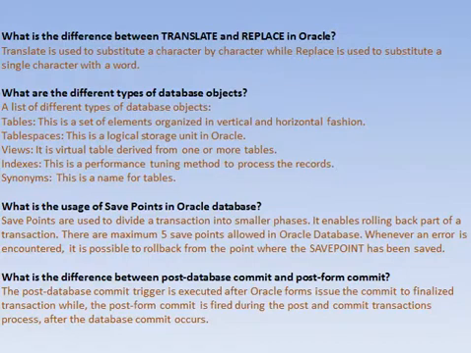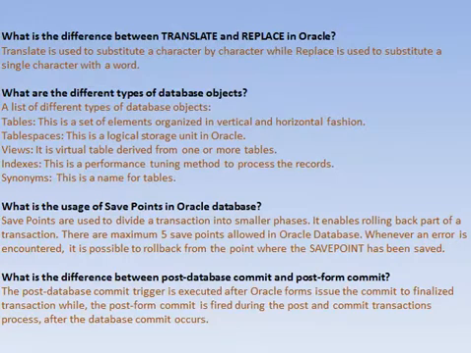What are the different types of database objects? A list of different types of database objects. Tables, a set of elements organized in vertical and horizontal fashion. Table spaces, a logical storage unit in Oracle. Views, a virtual table derived from one or more tables. Indexes, a performance tuning method to process the records. Synonyms, a name for tables.